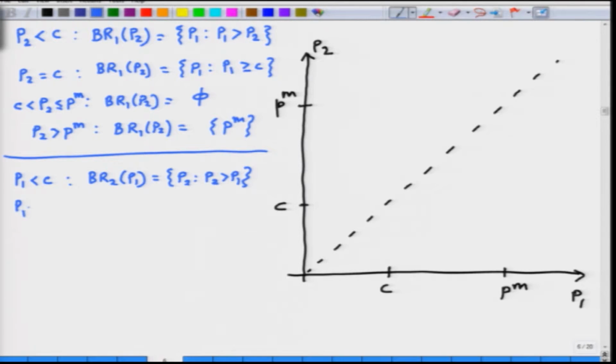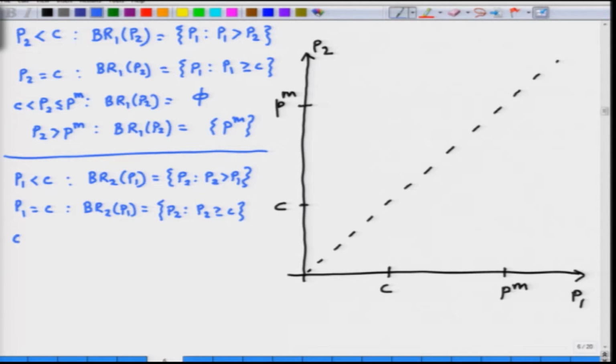If P1 is exactly equal to the marginal cost, then the best response for firm 2 to firm 1's choice is to choose a price P2 which is either C, in which case we split the market, but because my price is also equal to C, profits are 0, or choose a price P2 which is strictly larger than P1, because if I price at a level greater than what firm 1 is setting, then nobody is going to come to me and my profits are going to be 0. So, P2 greater than or equal to C.